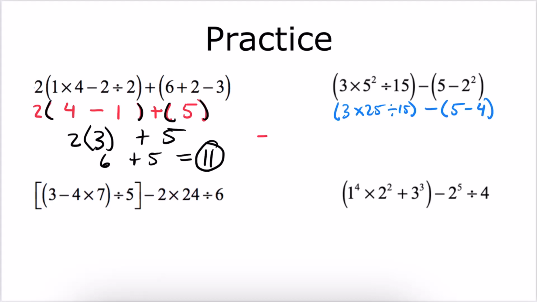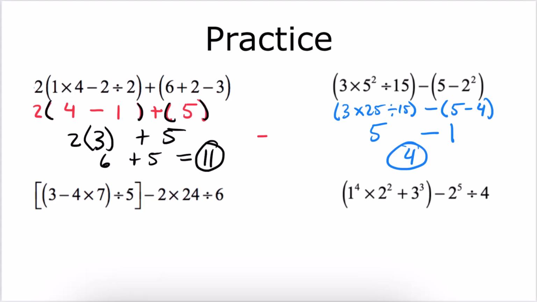Now I still need to simplify my parentheses, and in my first set of parentheses, I have multiplication and division, which are on the same level of the pyramid, so I'm just going to go from left to right. And 3 times 25 is 75, and 75 divided by 15 is 5, I think. Yeah. And then 5 minus 4 in my second set of parentheses is 1, so I'm going to get 5 minus 1. And 5 minus 1 equals the number 4. So that would be the correct answer for that one.